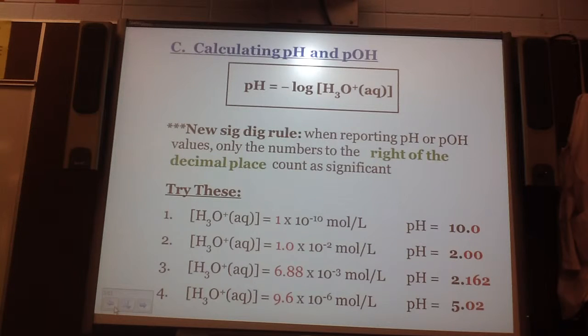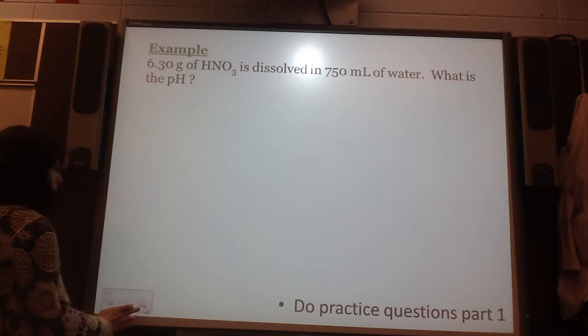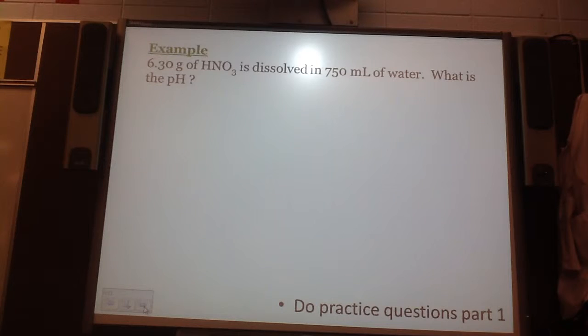Okay. So let's do another example. 6.30 grams of nitric acid is dissolved in 750 mL of water. What is the pH? So we have to do a couple things here. We need to remember stuff from our solutions chapter to do this.